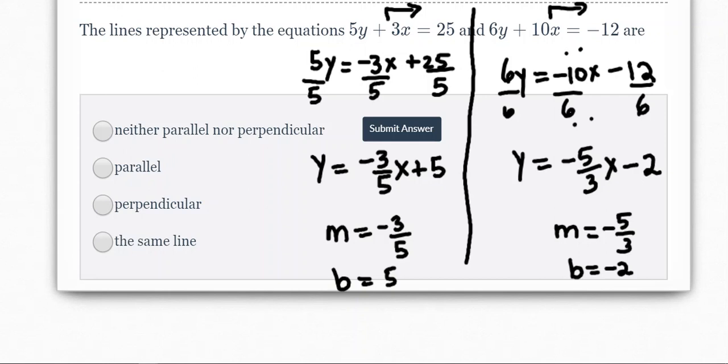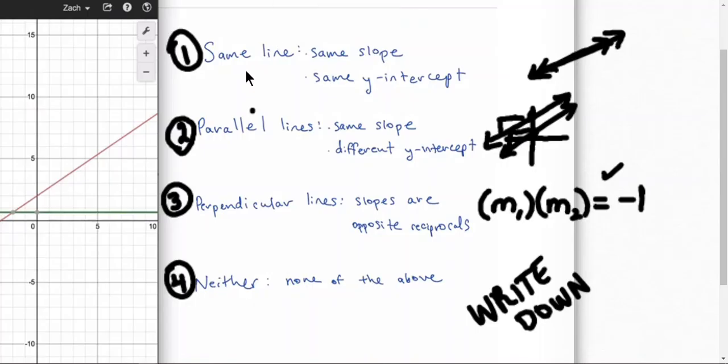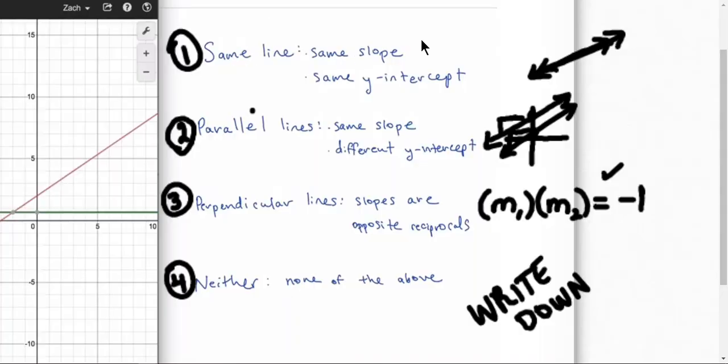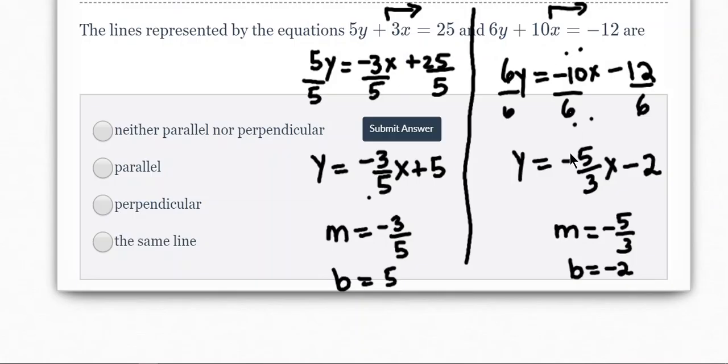Okay, so the first thing that you're going to check for is, are they the same line? Do they have the same slope and the same y-intercept? They don't have the same slope. They're both negatives, but this is 3 over 5 and that's 5 over 3. So that's not the same slope. So automatically they're not the same line. Are they parallel? They need to have the same slope. We just said they don't have the same slope.